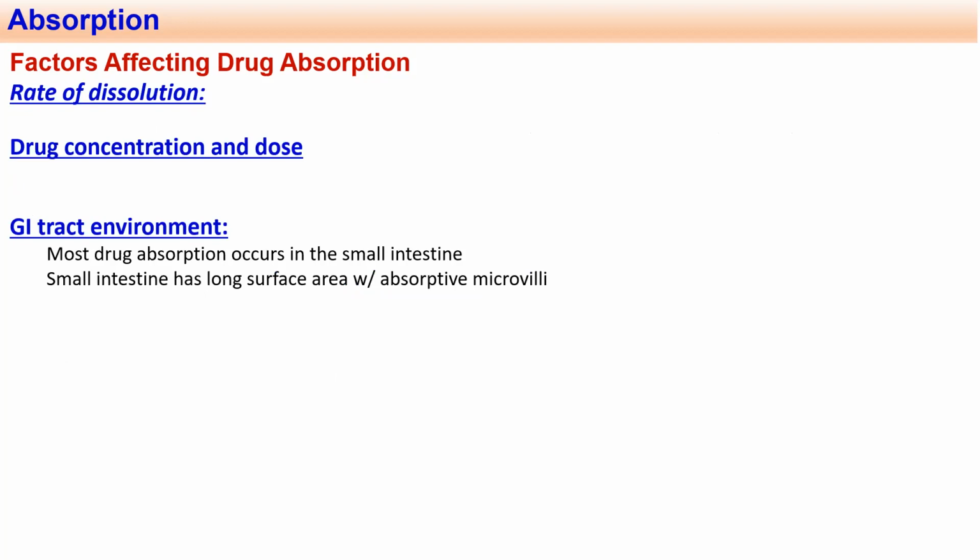Factors affecting drug absorption: rate of dissolution. Tablets and capsules must dissolve before being absorbed, so there will be a slow onset time. Drug concentration and dose: 50% of the drug absorbed, for example, diltiazem 100 milligrams versus 200 milligrams.